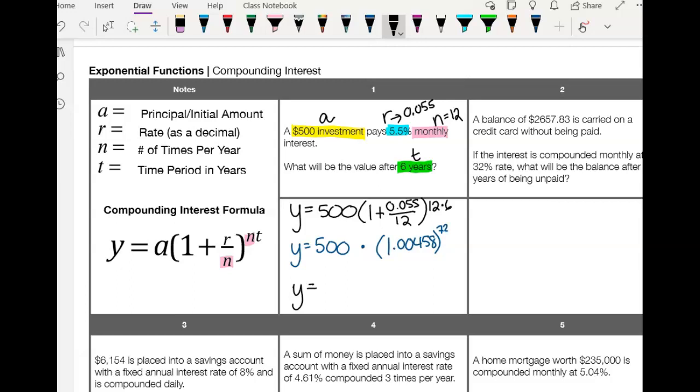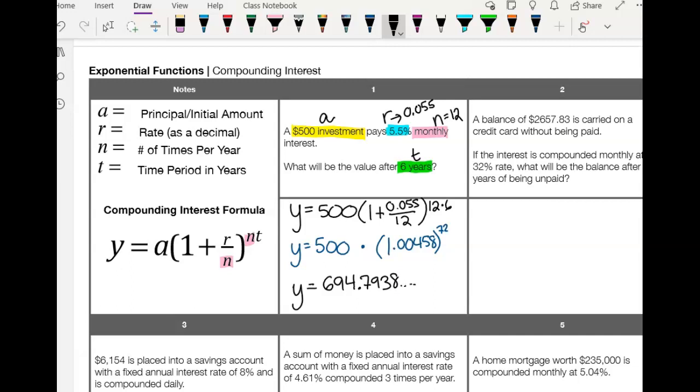1.00458 to the 72nd power, and when I did that, I got 1.3895. I'm going to leave that in my calculator and do this all at once, times 500. Again, I like to go out to 3 or 4 decimal places, and then I decide where my rounding is going to go.